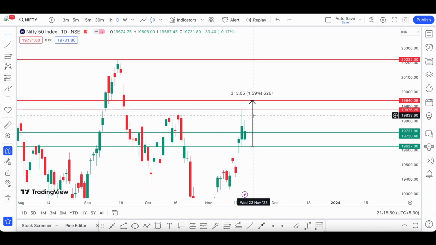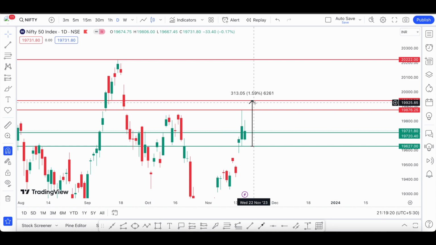So in short, from 19,876.25 to 19,940, at these ranges I would give some importance to the supply or short signals. And coming to 19,627 to 19,731, in these levels I would give importance to my long signals or long setups.